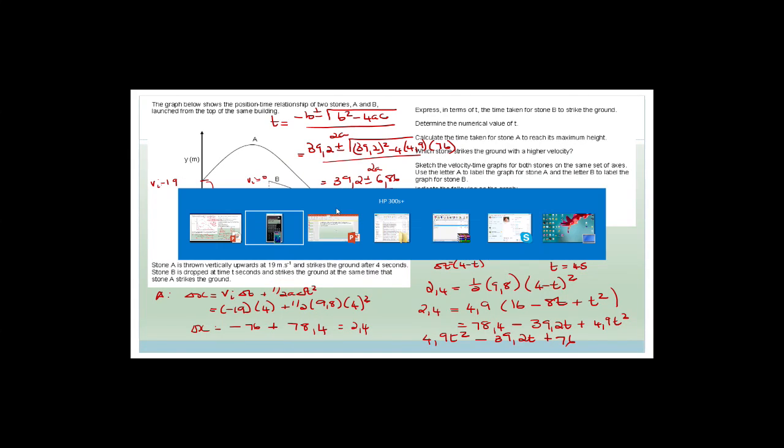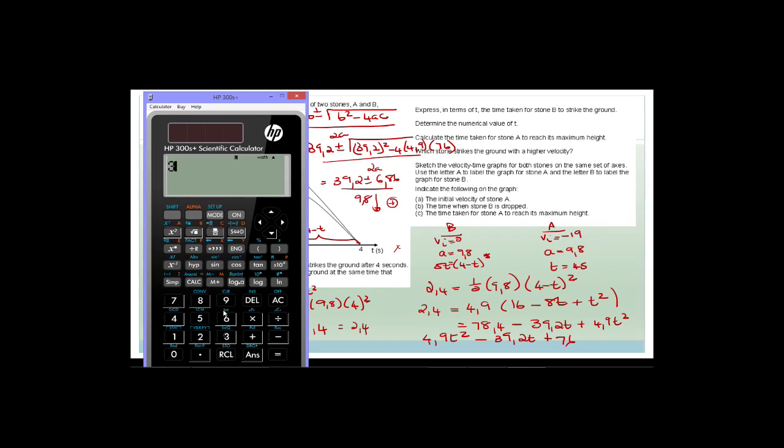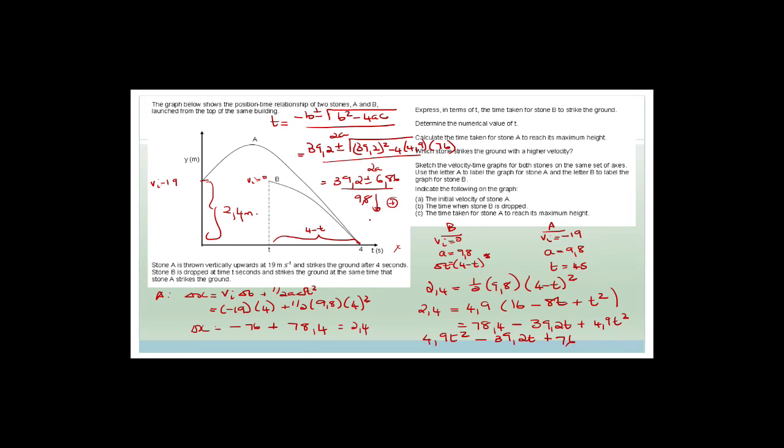So now we need to subtract. So we're going to go 39.2 minus 6.86 equals, divided by 9.8 equals, and that's 3.3, and that's much better. So t is 3.3 seconds.